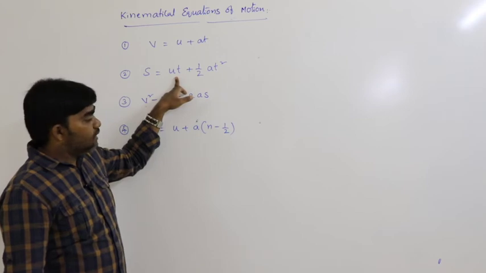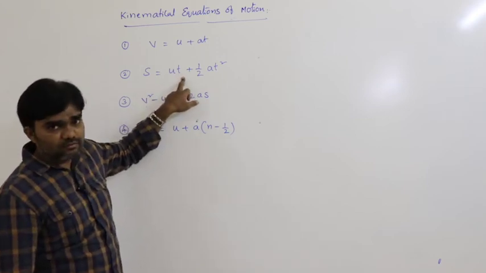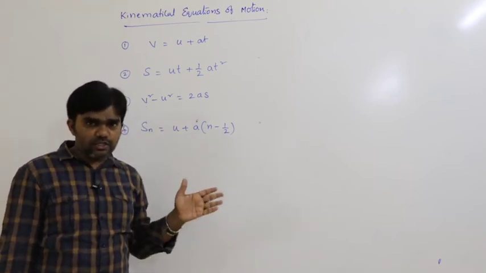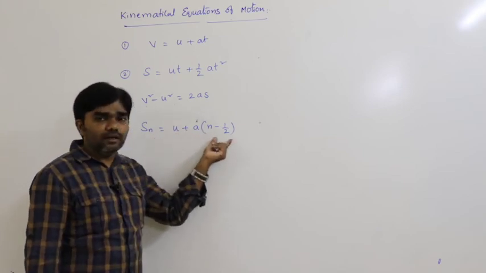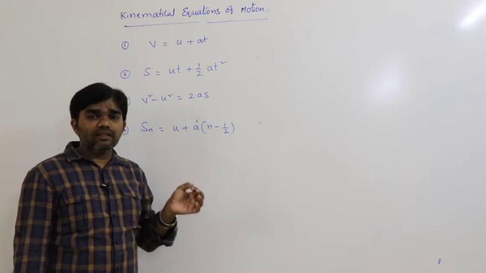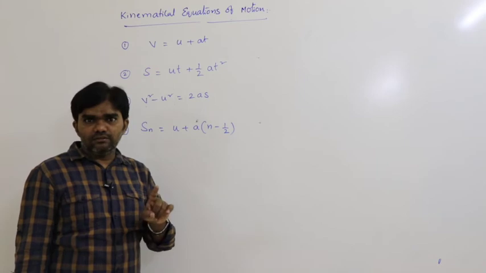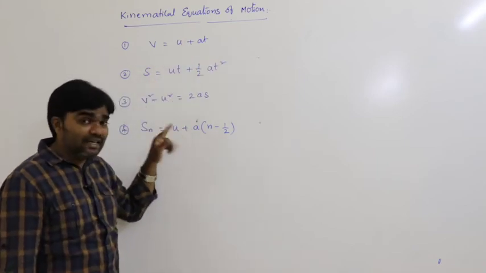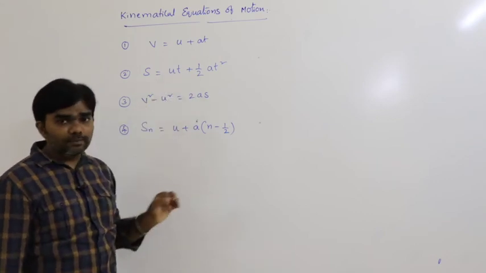Let us say displacement of the body after 2 seconds, then we can use this equation. That means we have to consider 2 seconds, from the first second to the total 2 seconds. But here, Sn equals u plus a into (n minus half), displacement of the body in the second. Second means only the second we have to consider. This is 1 and 2. After 2, this is the second. So that is the difference between these two.